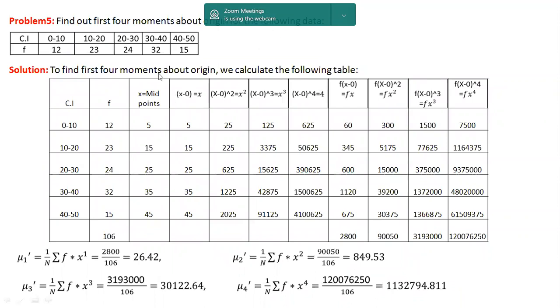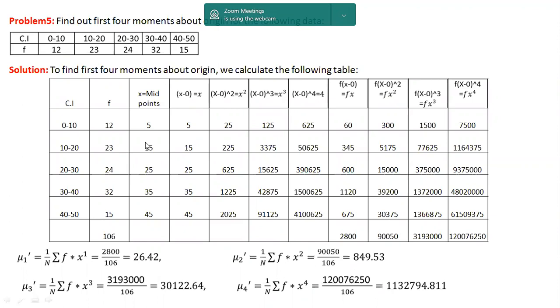So here is the example. You can go with this thing. Take a moment and look at this problem so that you will understand. Here we are not doing anything, just moments about the origin. Instead of a, we are taking 0, and we are doing the same thing. Like, the class interval is provided, and we are taking mid values.